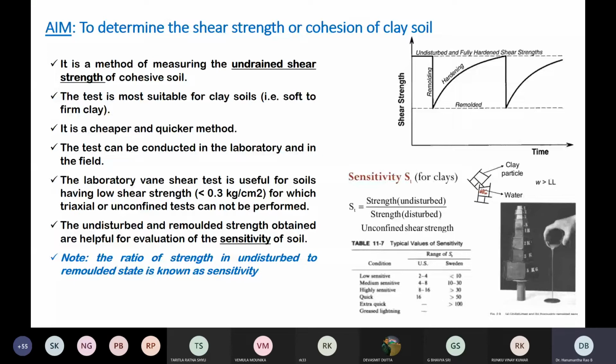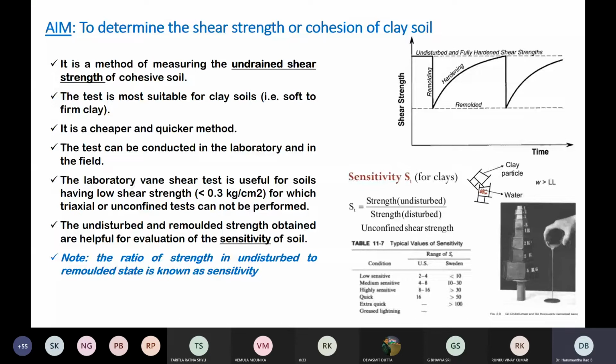Now there is something called the sensitivity of a soil. This sensitivity is defined as, for the same soil, how much strength is exhibited by it when it is undisturbed compared to when it is in a disturbed state. This is called sensitivity. For better explanation, look at the bottom right side figure. This is the cylindrical soil sample, same soil, but when it is in remolded state or in dry state, it could bear a huge amount of load.